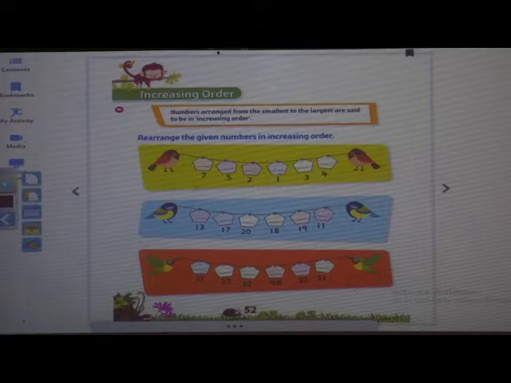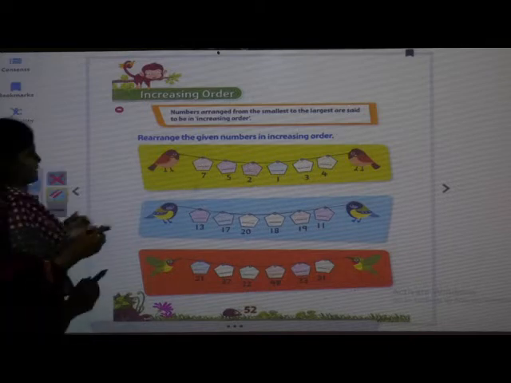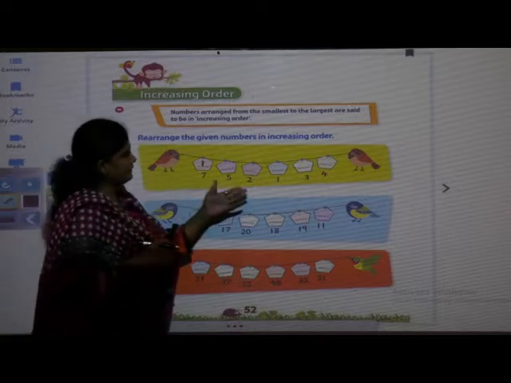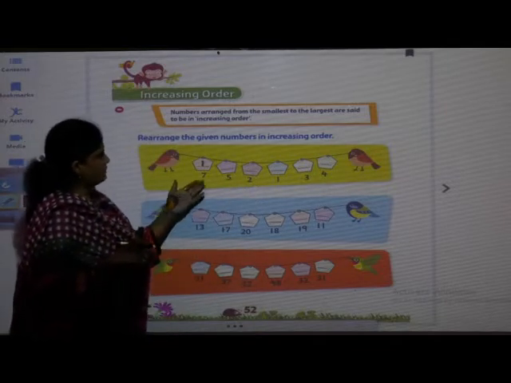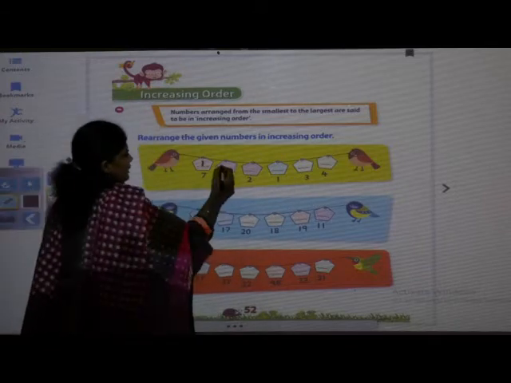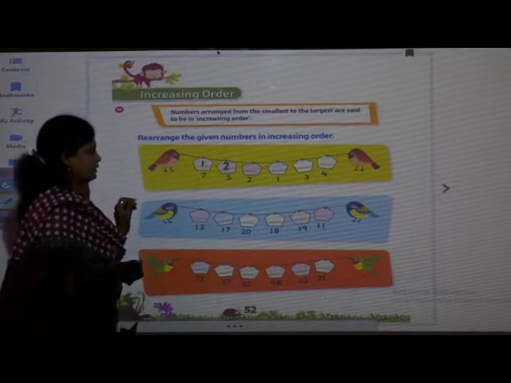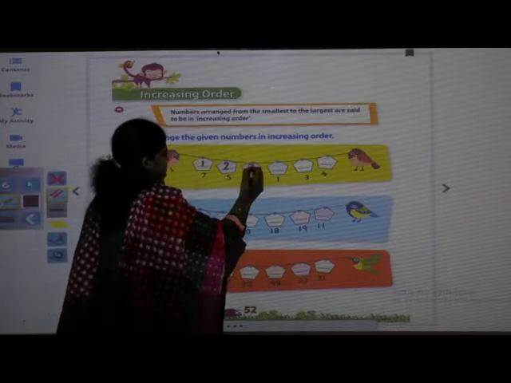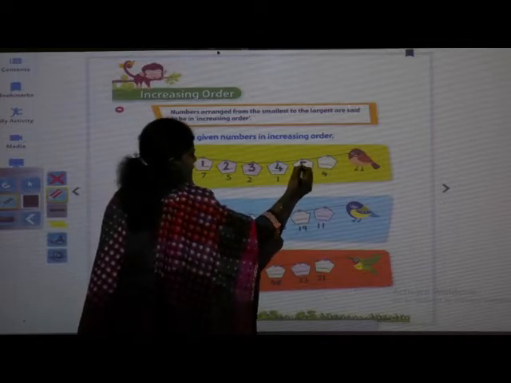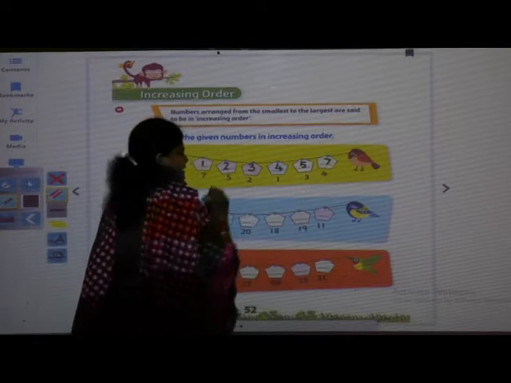Now see, here the number 1 is smallest in the given numbers. So here we have to write number 1. After 1, which number will come? Yes, from the given numbers we have to see which number will come. 2 will come. Then number 3 will come. Then number 4, then 5 and at last number 7 will come.